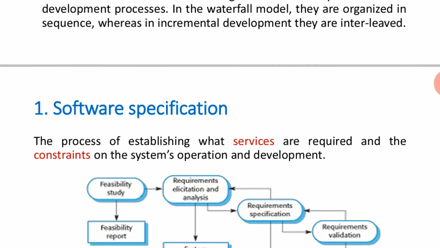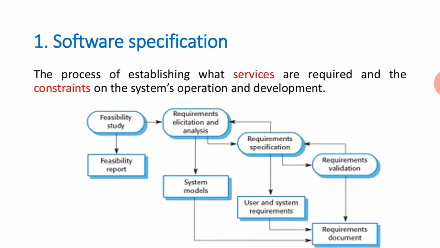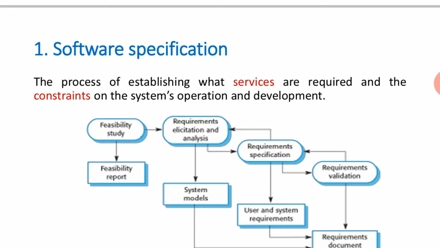Let us start with the very first activity, software specification. Software specification is also very popularly known as requirement analysis. Do remember this, and don't get confused by all these words. Here the specifications are nothing but requirements, requirements are nothing but services, and services are nothing but the functionalities, that is, the services and functionalities that the software is supposed to provide to the end users.